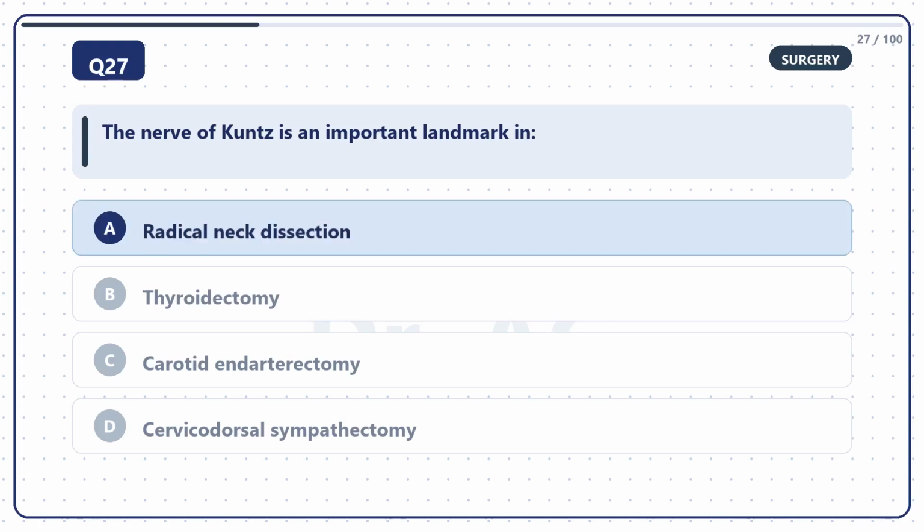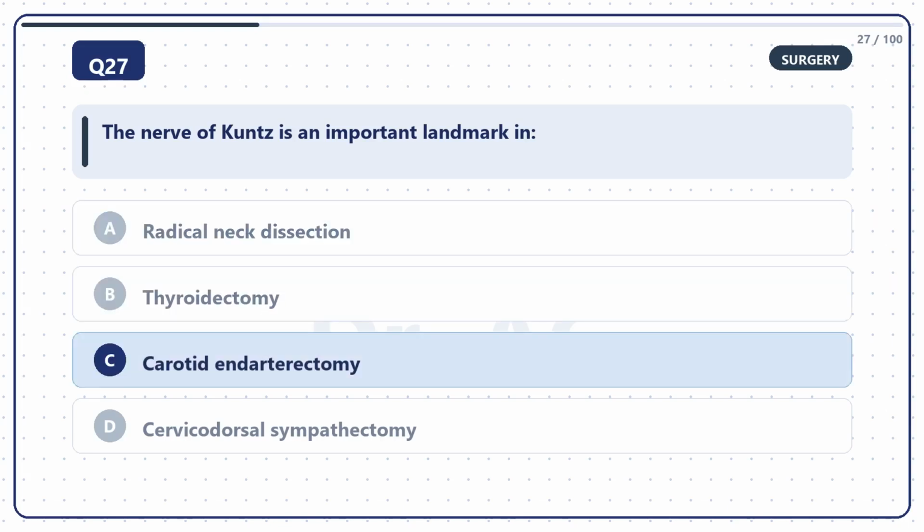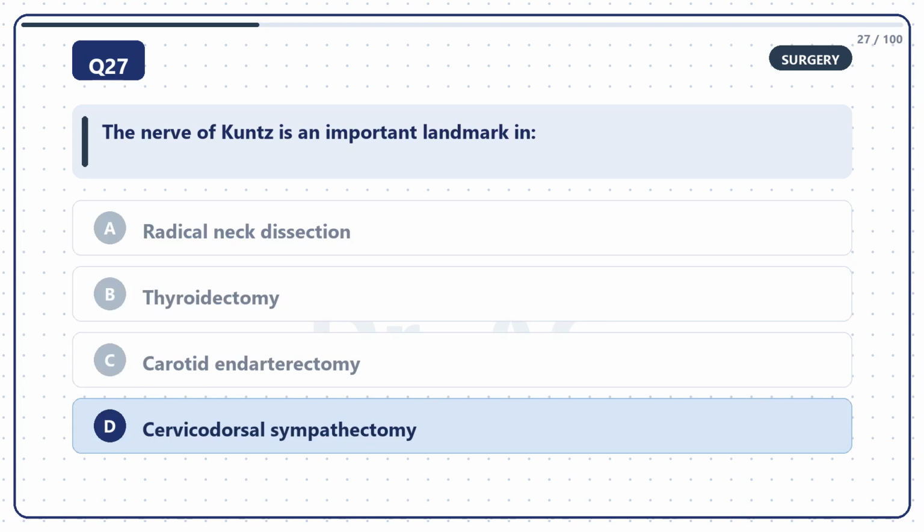Radical neck dissection. Option B. Thyroidectomy. Option C. Carotid endarterectomy. Option D. Cervicodorsal sympathectomy.